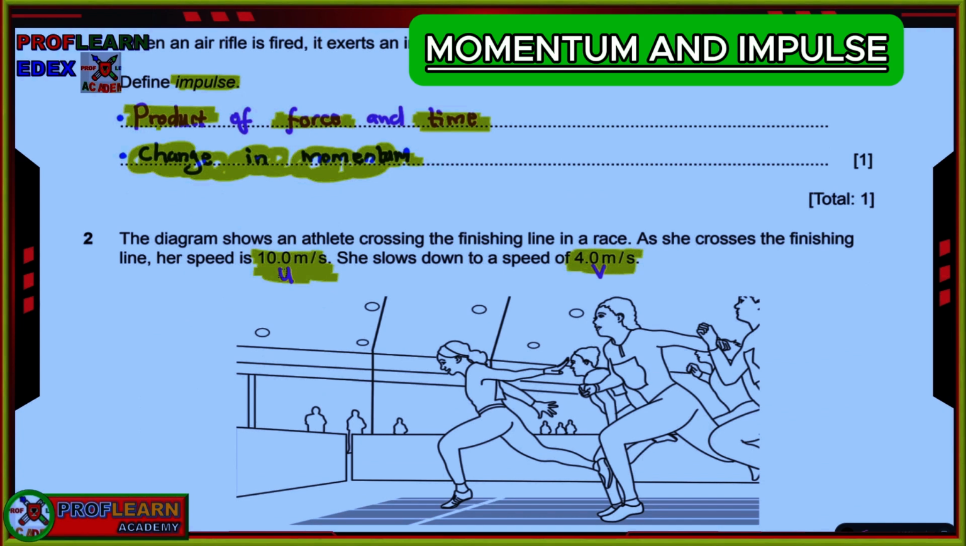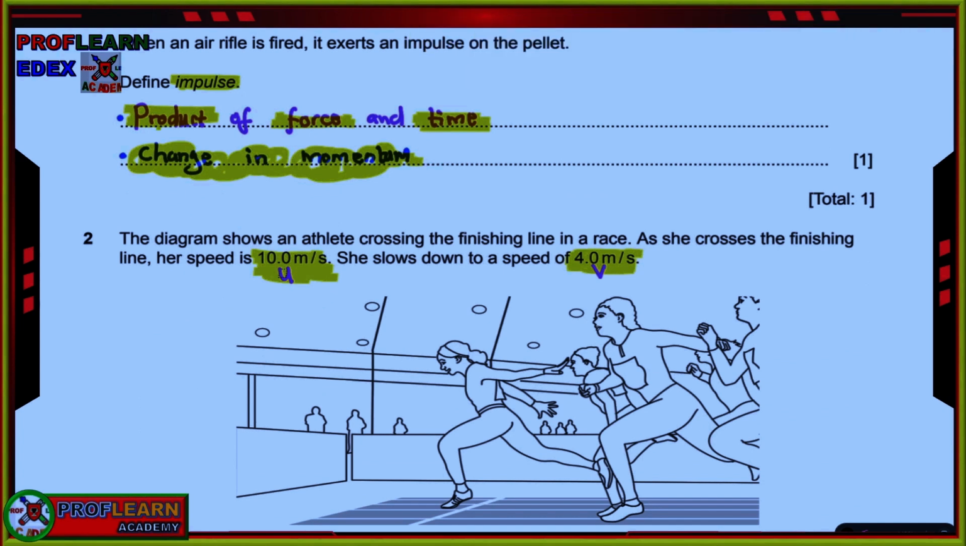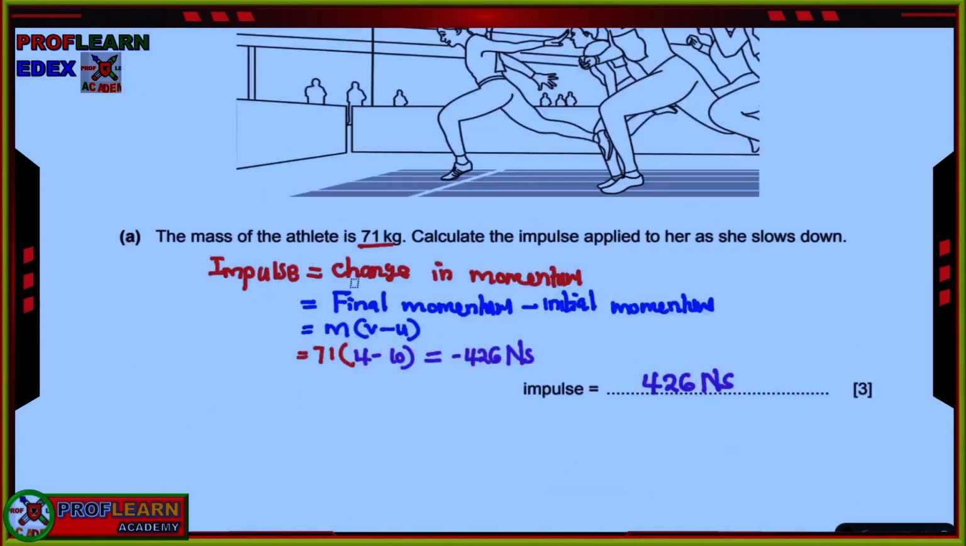Looking at question number 2, we're told the diagram shows an athlete crossing the finishing line in a race. As she crosses the finishing line, her speed is 10 meters per second. She slows down to a speed of 4 meters per second. So 10 meters per second is the initial velocity, and 4 meters per second is the final velocity as the athlete is crossing the line. Then we're going to work out the impulse applied.